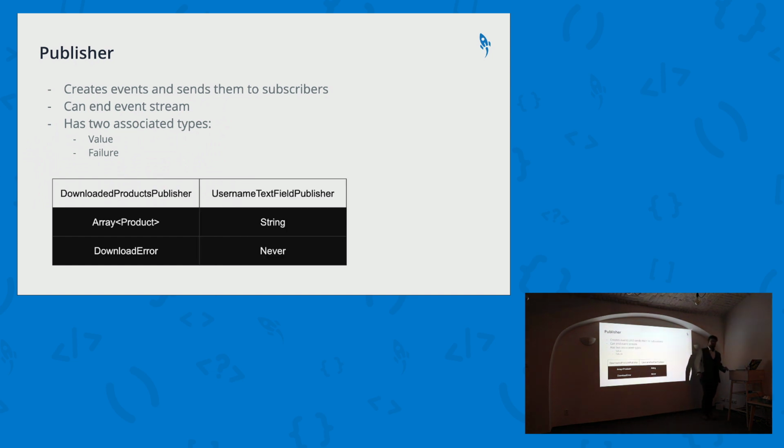If we would have a different publisher, which would be, for example, sorry? While the failure type would be a download error. I think someone's listening to the stream.